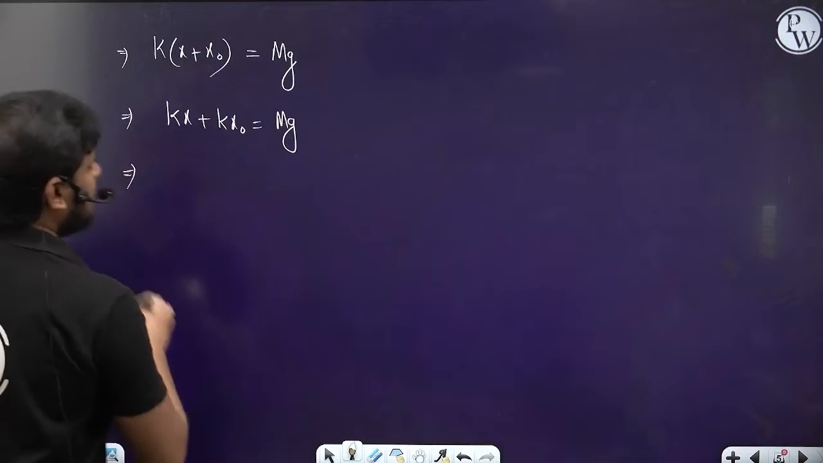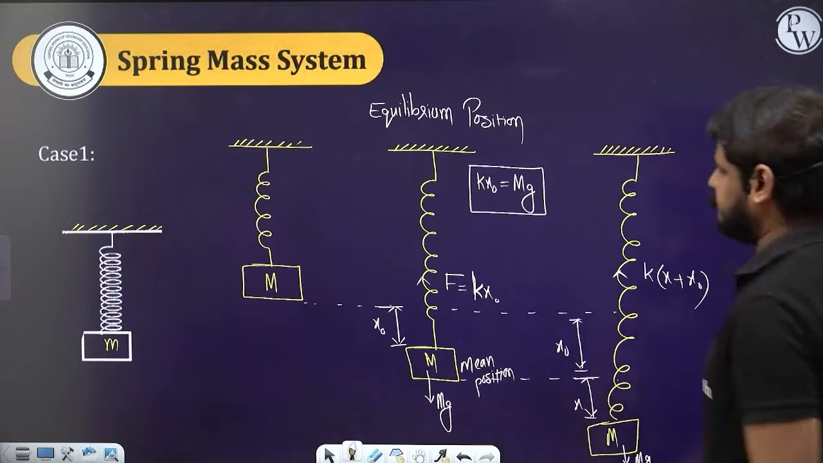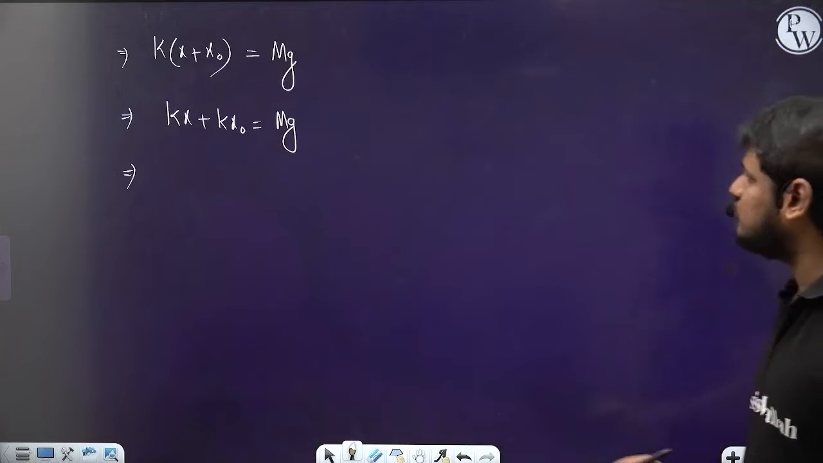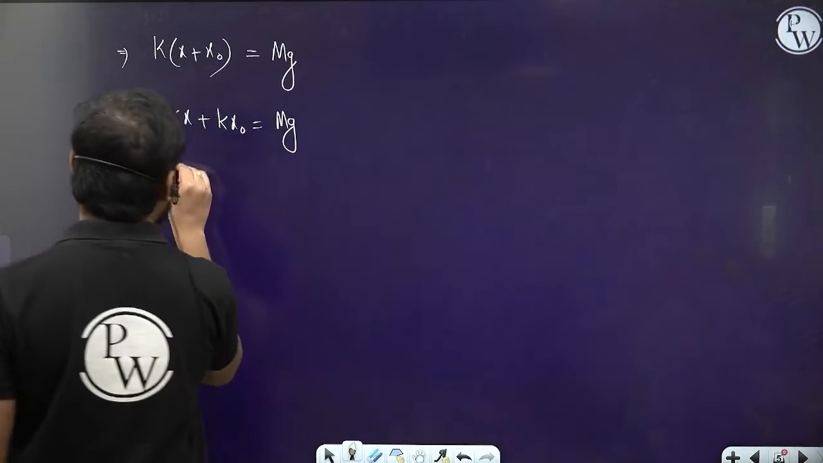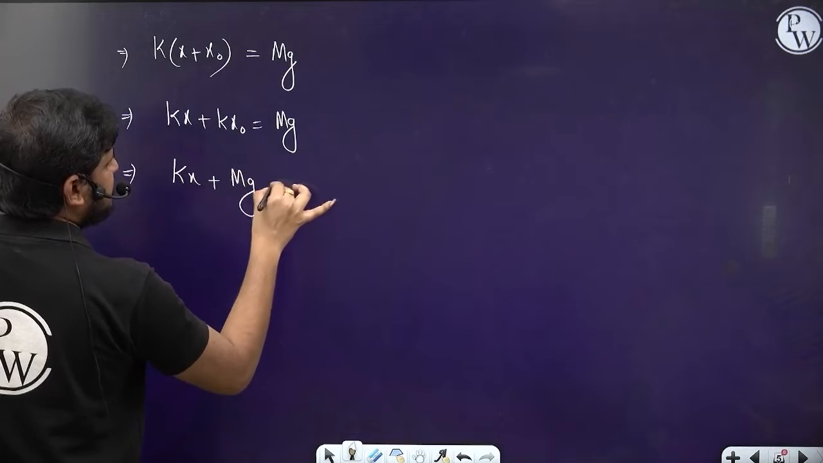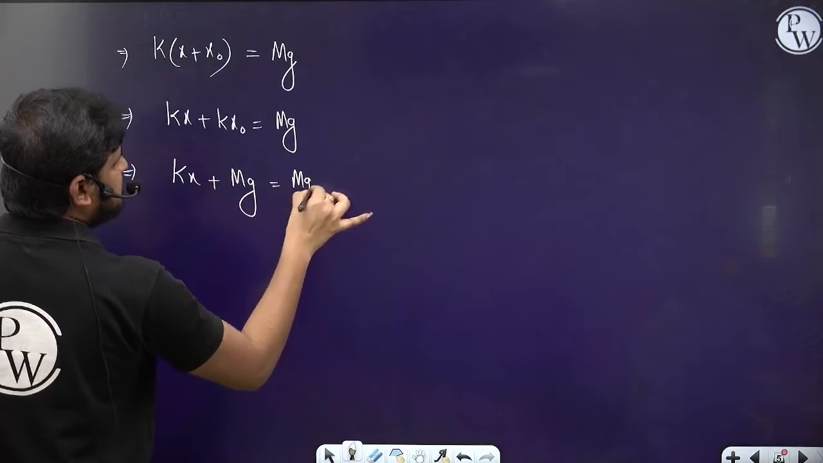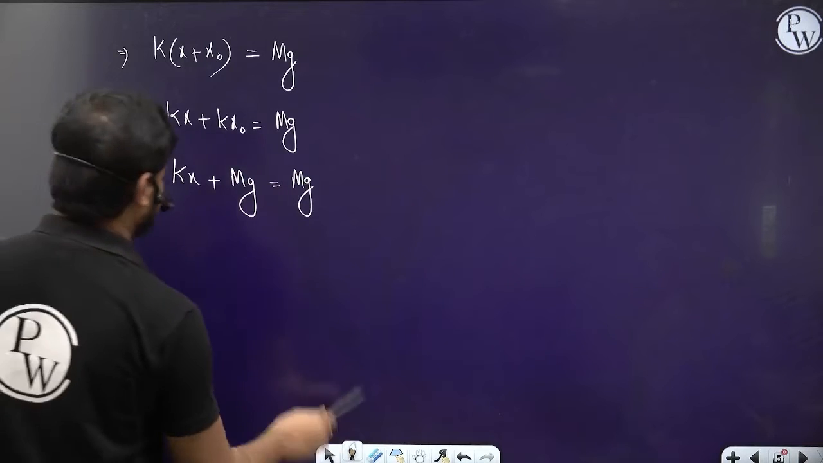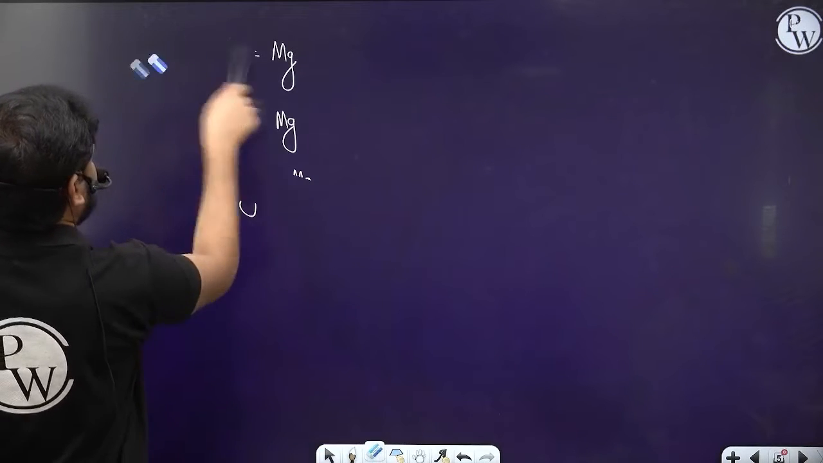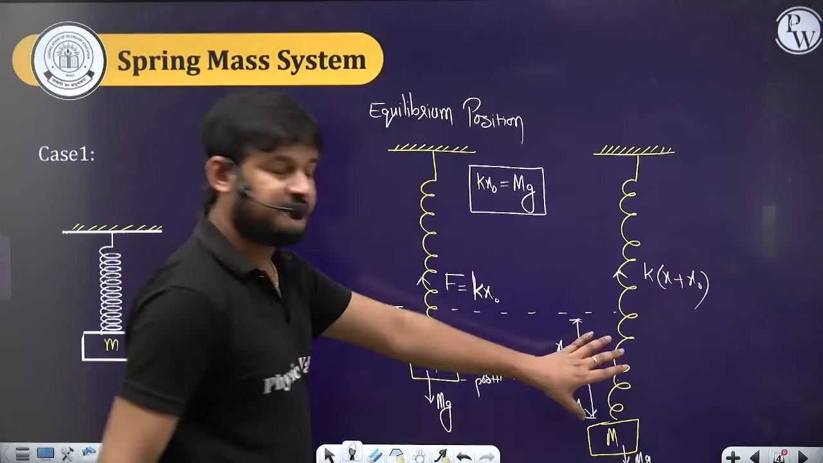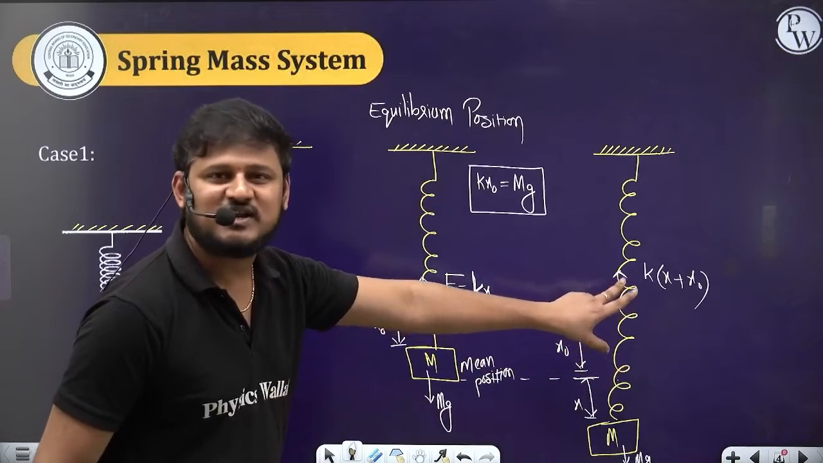So then here, what is kx naught? Kx naught is already mg, we know that. So the kx naught is already mg. Then the net force is equal to, sorry guys, this time it is not in equilibrium, right? My bad, sorry. This time it is not in equilibrium, right?